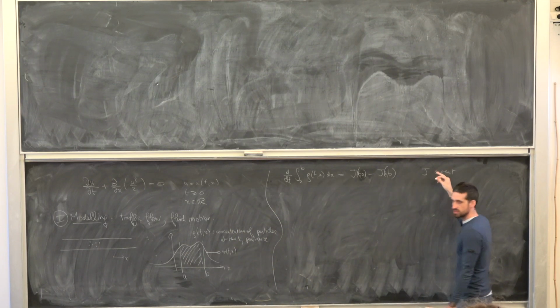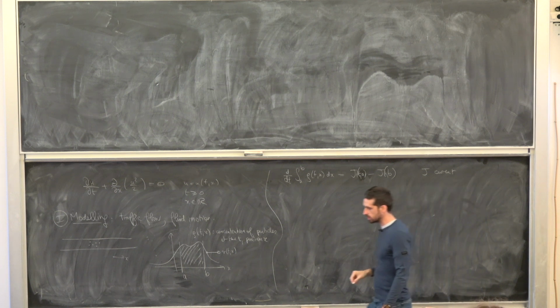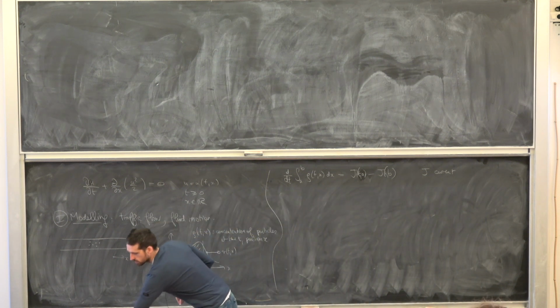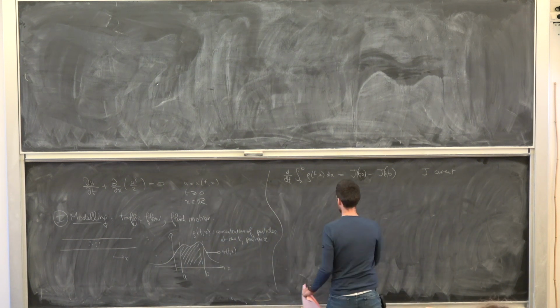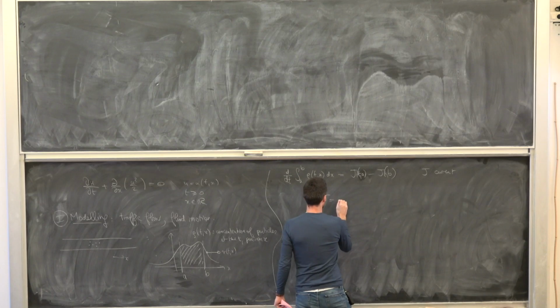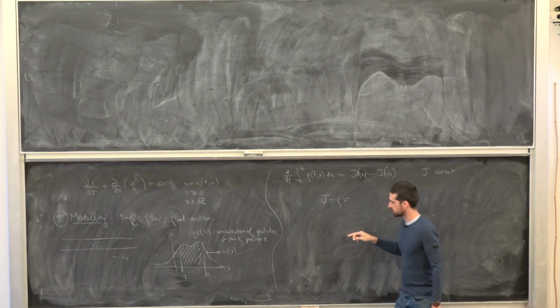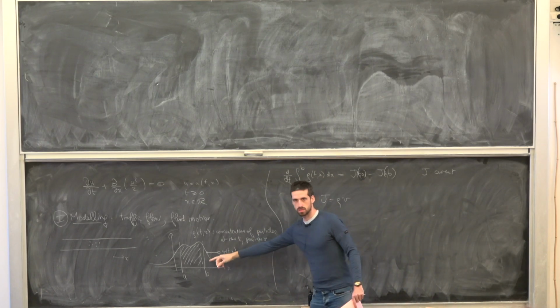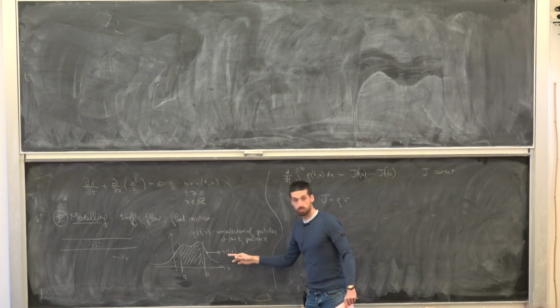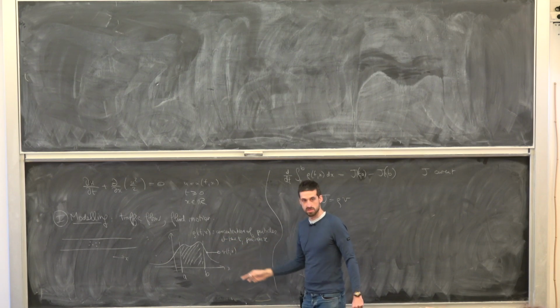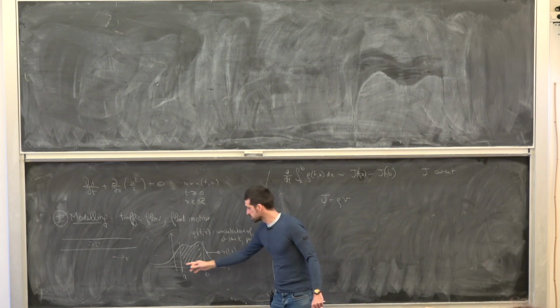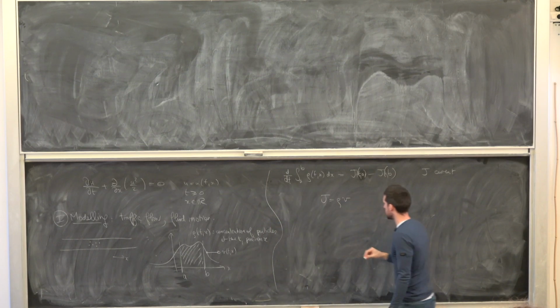Of course, you need to understand what this current is doing. The natural thing to expect is that it's just the concentration of particles multiplied by the velocity, right? This is what's exiting on the right. This is what's entering on the left.